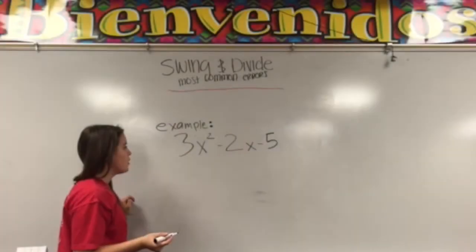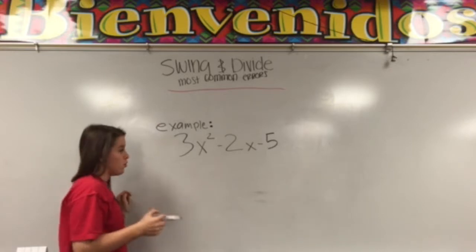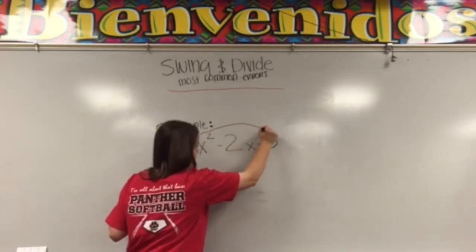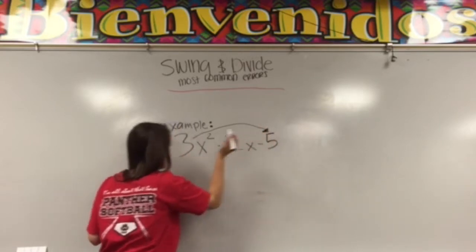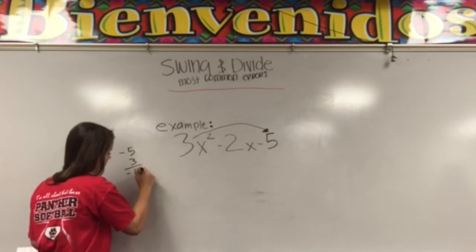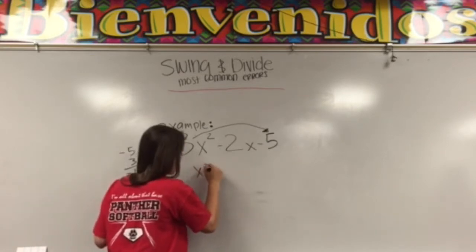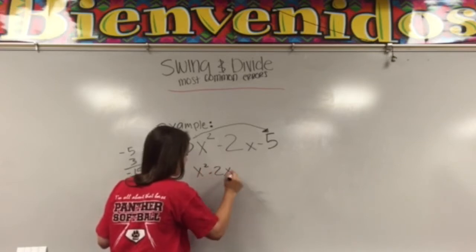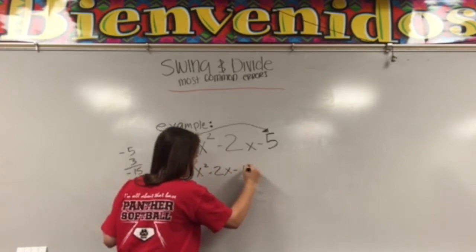When dealing with swing and divide, you want to take this number, swing it to this negative 5, and multiply. Negative 5 times 3 is negative 15. Then you want to rewrite your equation to x squared minus 2x minus 15.